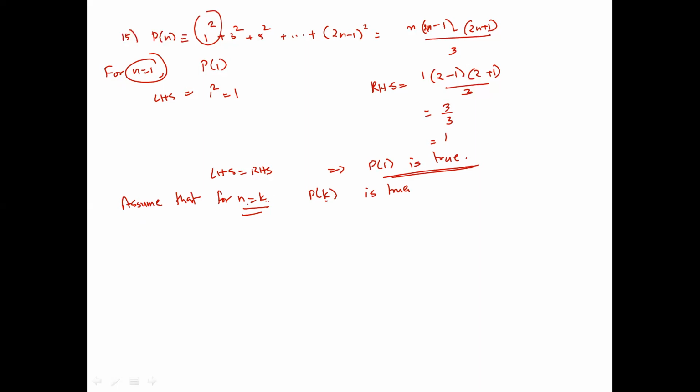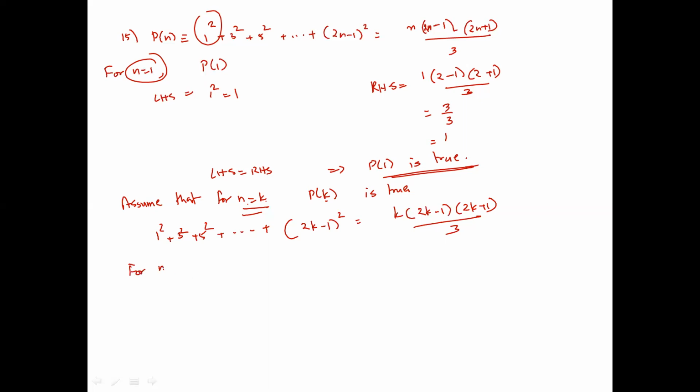So for n equal to k, P of k is true means we will take left hand side 1 square plus 3 square plus 5 square up to n is k, so (2k minus 1) whole square. Right hand side is k into (2k minus 1) into (2k plus 1) by 3. So both left hand side and right hand side I have put n as k. I am thinking that n equal to k, P of k is true. That means, for instance, for n equal to 1, P of 1 is true.